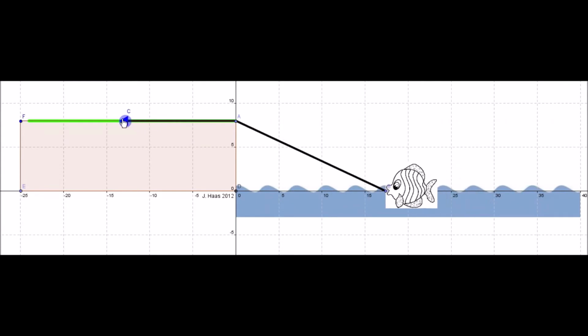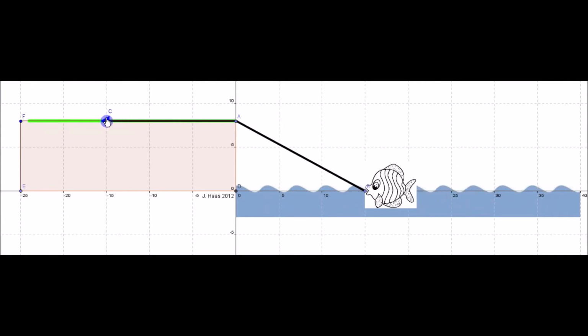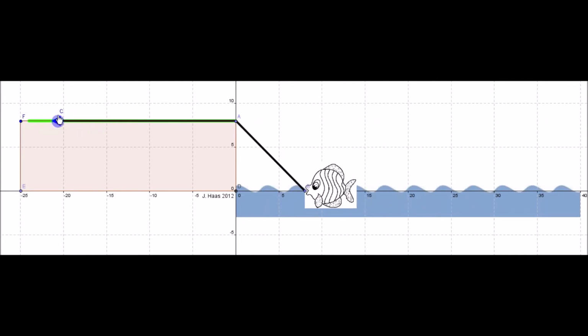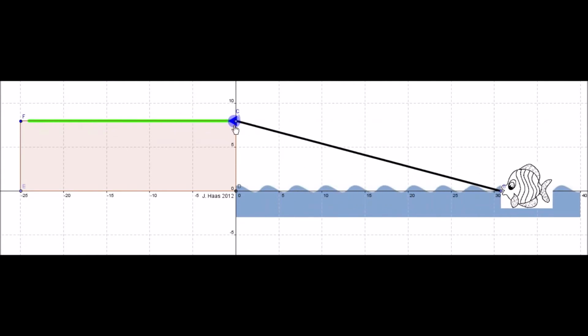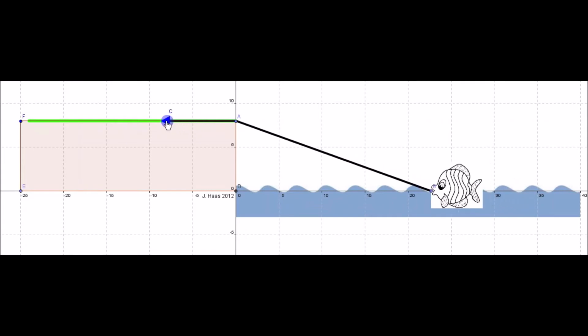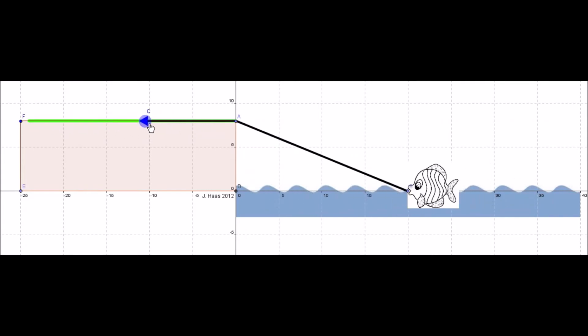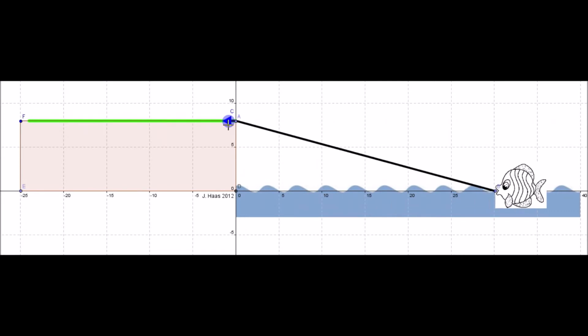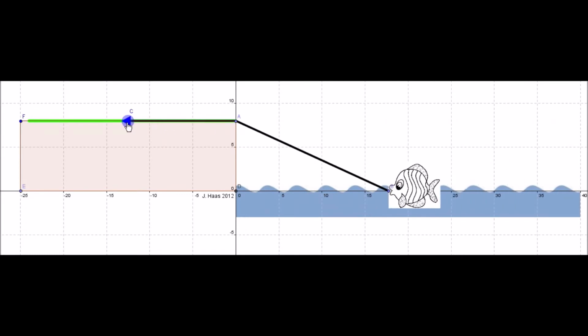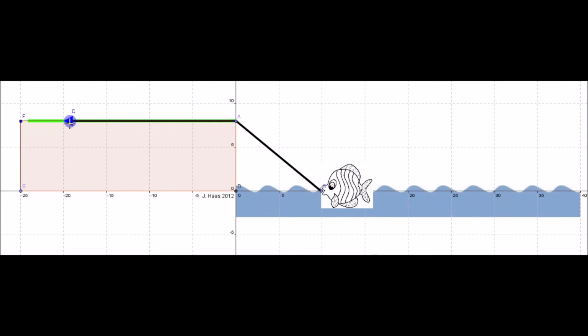I'll move 5 feet now and the fish moves quite a bit, but the next 5 feet, the fish moves even more than that. Well, I'll do it one more time. This is so much fun. So as I move at a constant rate on top, the fish is moving faster and faster and faster. And my question is, how fast is the fish moving when it is exactly 10 feet from the bridge?